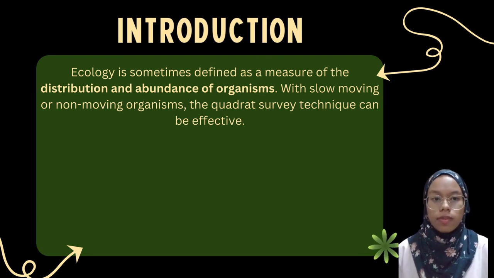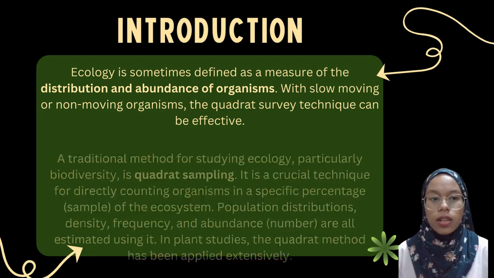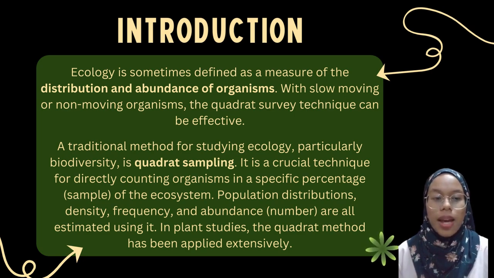For the introduction, ecology is sometimes defined as a measure of the distribution and abundance of organisms. With slow-moving or non-moving organisms, the quadrat survey technique can be effective. A traditional method for studying ecology, particularly biodiversity, is quadrat sampling. It is a crucial technique for directly counting organisms in a specific percentage of the ecosystem. Population distributions, density, frequency, and abundance are all estimated using it. In plant studies, the quadrat method has been applied extensively.